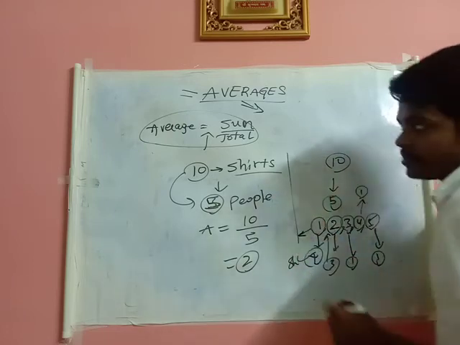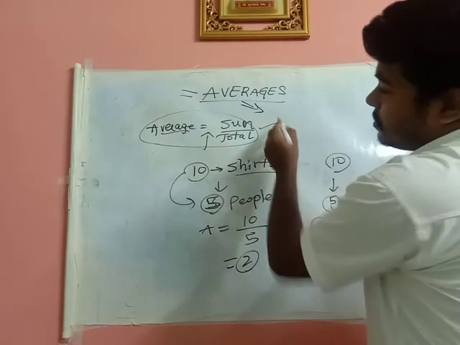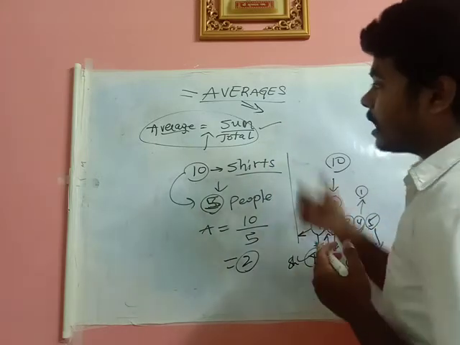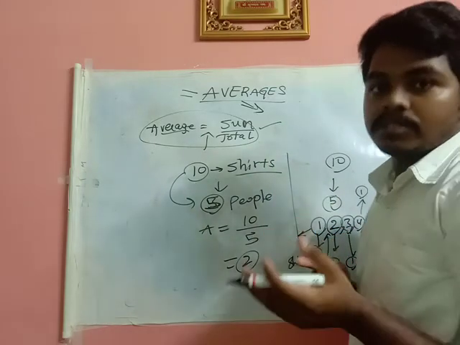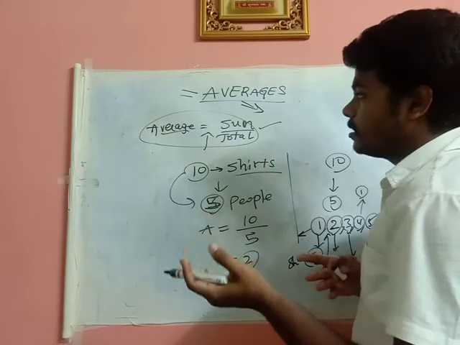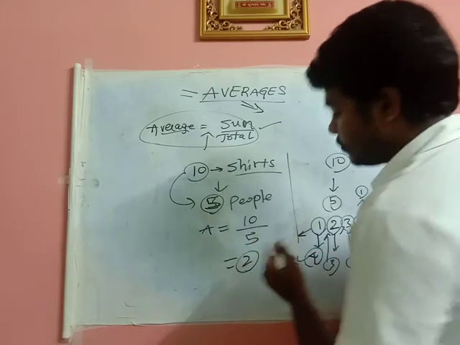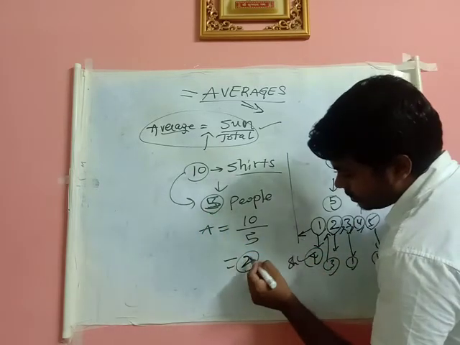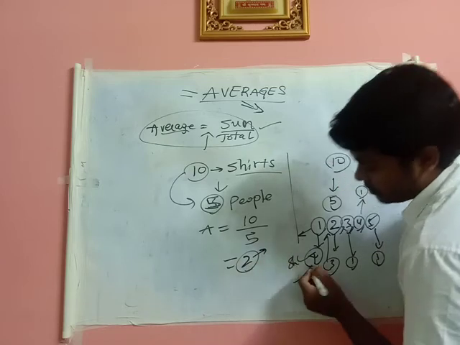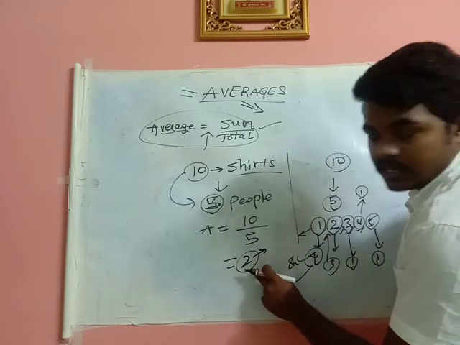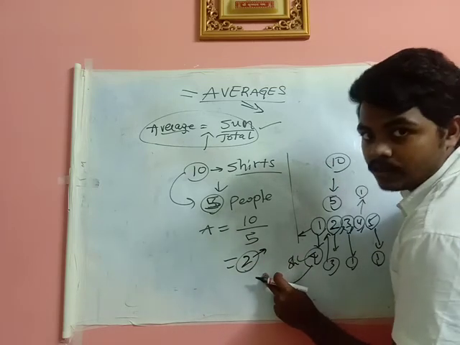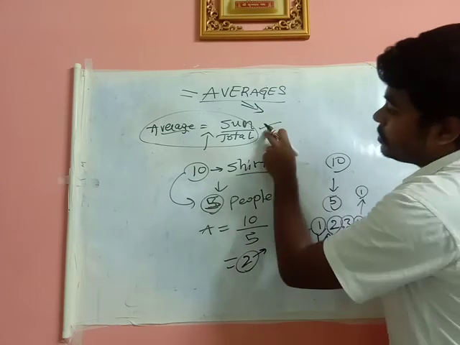I'll take the average. So what does average basically do? Equal distribution of things. I'm distributing 2 shirts to each person. So can I say that 2 is the average? Right? So this is the formula of average.